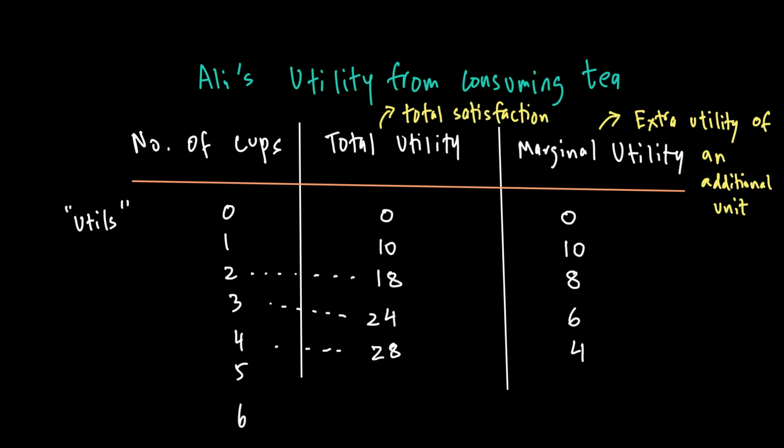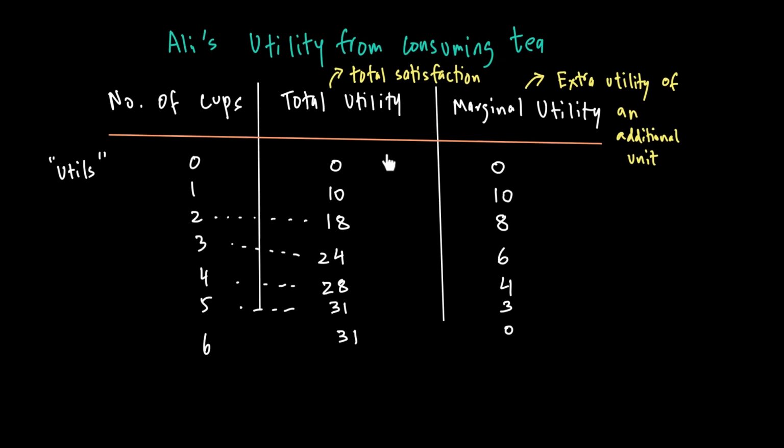And then for the fifth cup, for example, I get only 3, which makes it 31. And for the last cup, for example, I get nothing, no satisfaction, so my total remains 31. So as you can see from this, we are looking at the marginal utility to be the extra satisfaction that we get from consuming one extra unit, but also as you consume more and more of this good, or consume more and more of the tea, my total is going up.